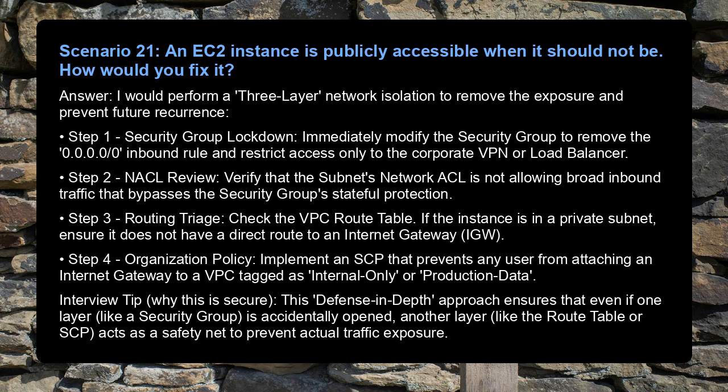Step 3. Routing triage. Check the VPC route table. If the instance is in a private subnet, ensure it does not have a direct route to an internet gateway, IGW. Step 4. Organization policy. Implement an SCP that prevents any user from attaching an internet gateway to a VPC tagged as internal only or production data.